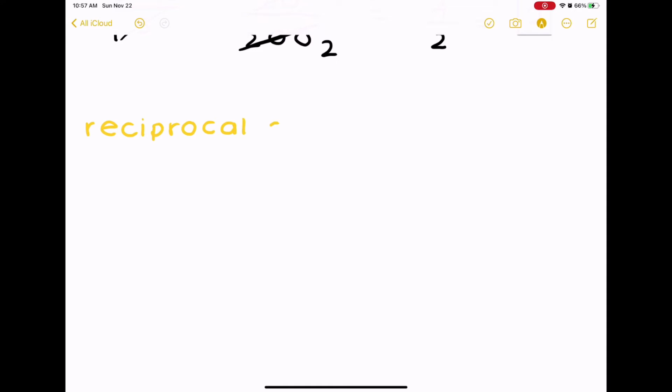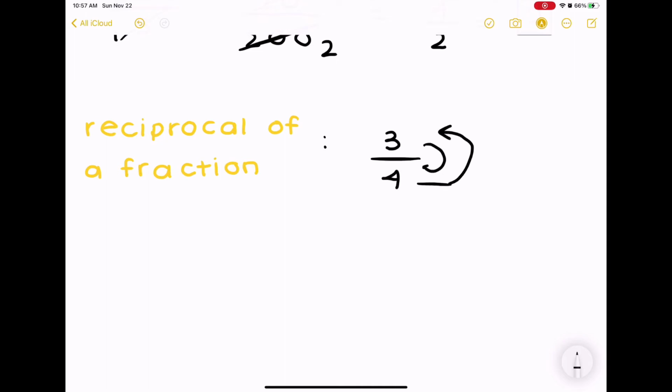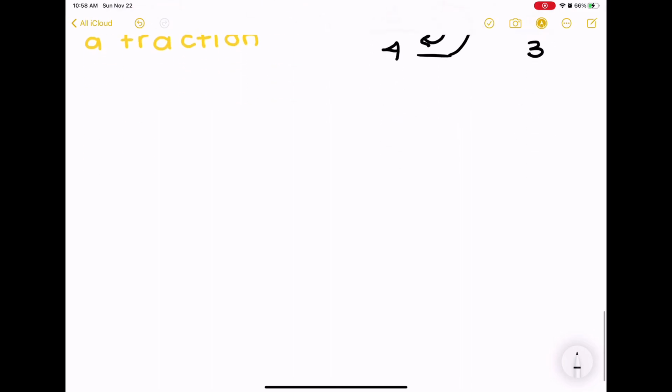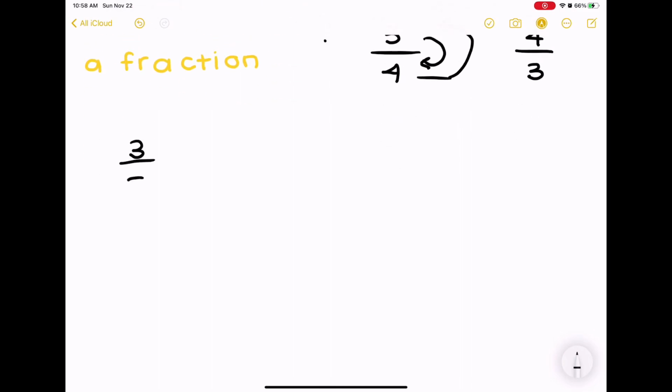So now, how about dividing fractions? But first we need to know what the reciprocal of a fraction is. How will this help us? You will see how. The reciprocal of a fraction is when you take the denominator and put it in the numerator, and the numerator into the denominator. So the reciprocal of 3 over 4 is 4 over 3.